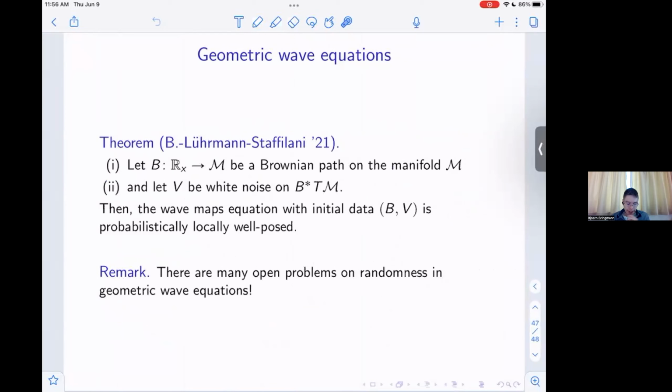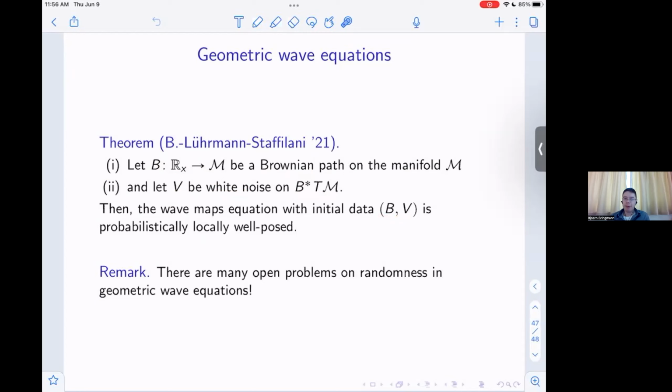Okay, so let B, which is our initial position, be a Brownian path on this manifold. Okay, so it's the natural analog of a Brownian motion in the manifold valued setting. And let V be a white noise on this pullback bundle. Okay, so it's kind of a white noise derivative that is always centered at the position where I currently am. Okay, and if you take this initial position and this initial velocity as your initial data, then you can actually solve this wave maps equation locally in time. So this was the result we obtained.